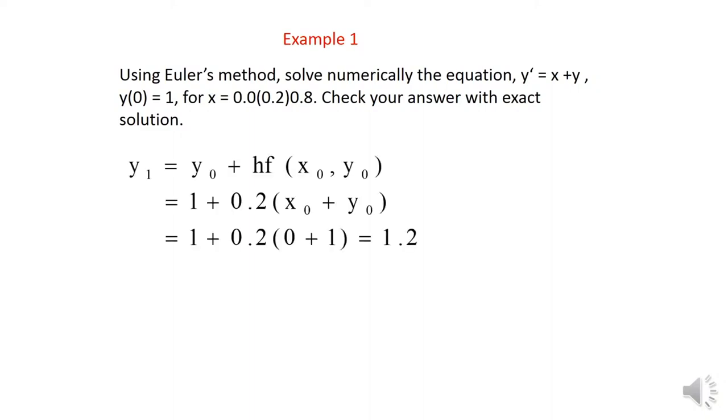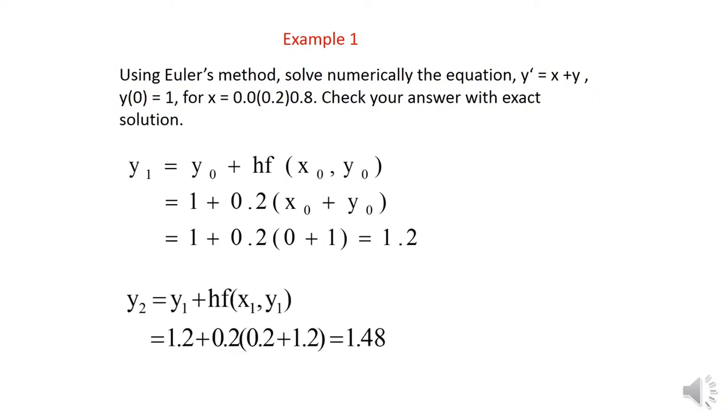So let's see. y1 is equal to y0 plus h f(x0, y0). f(x0, y0) means the value of the function at x0, y0. So y0 is the initial value, which is given as 1, plus h is given as 0.2, that is the difference between two consecutive values of x, and y dash, which is f(x0, y0), is x0 plus y0, that is given in the question. So we put the x0 value, which is 0, and the y0 value is 1, so y1 comes to 1.2. Now we calculate y2. So 1.2 plus h is 0.2, times f(x1, y1), now it is 0.2 plus y1 which is 1.2, we get 1.48.